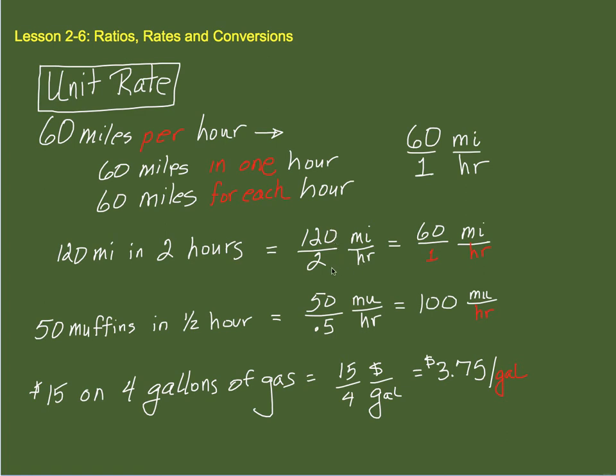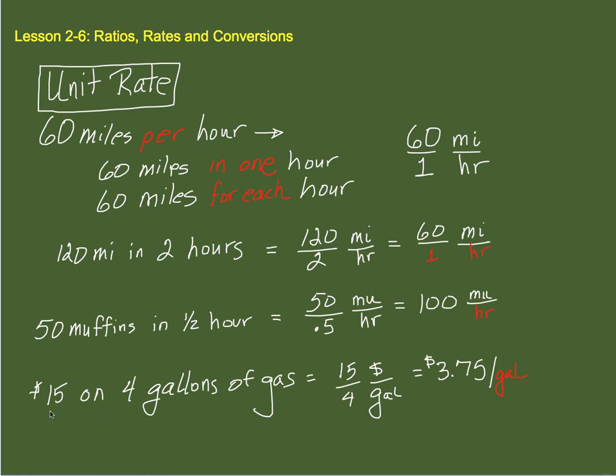Now, if we went 120 miles in 2 hours, that's a rate, but the unit rate is 60 miles in 1 hour. 120 divided by 2 is 60, 60 miles in 1 hour. When we talk about 50 muffins in 1/2 hour that we can make, we make 50 muffins per half hour, but that is 100 muffins per 1 hour. So 100 muffins per hour is the unit rate.